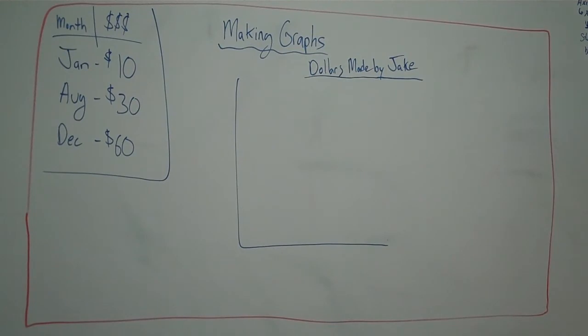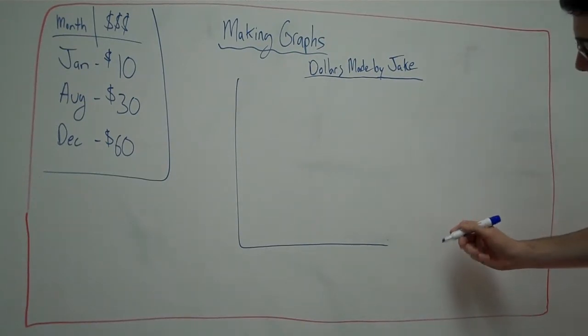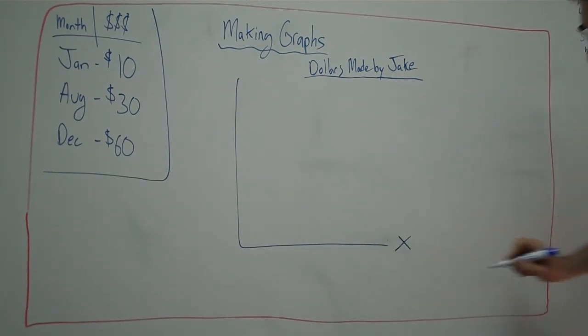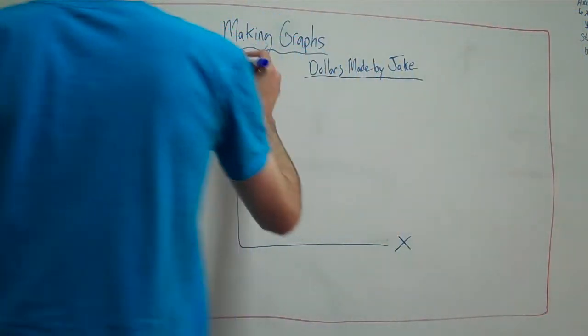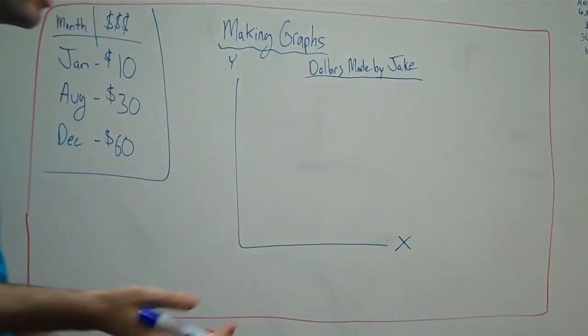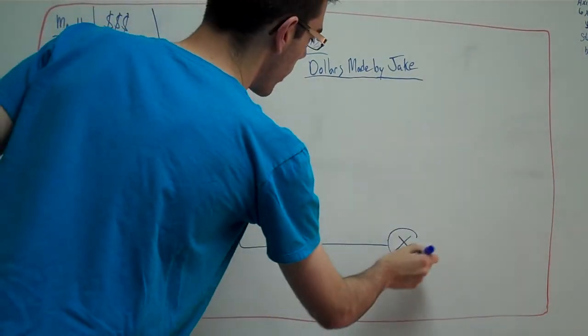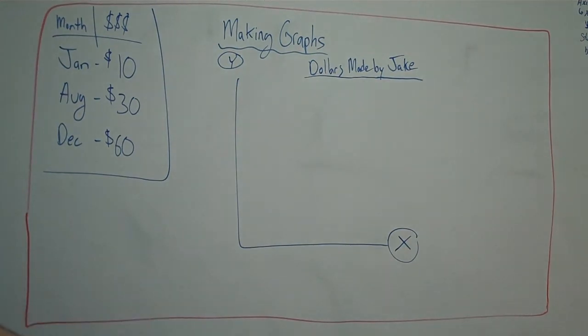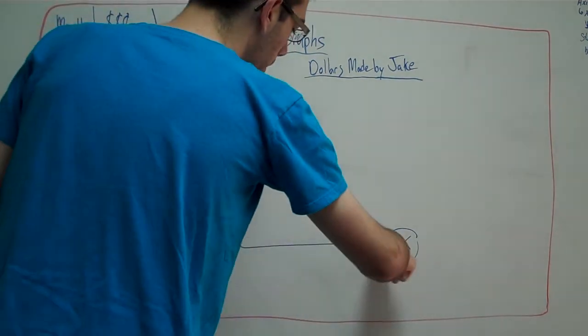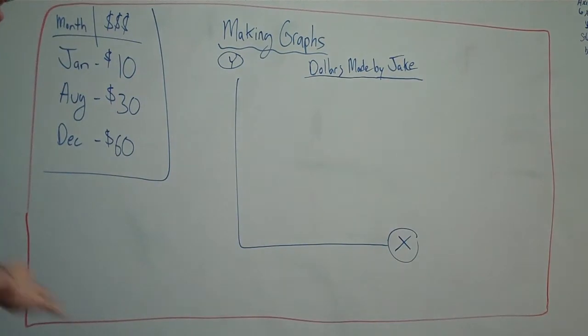Now, graphs have something called axes. Some graphs have some pretty crazy axes, but that's for later stuff in math. This is called the x-axis. This is called the y-axis, like the letter y. This one's called the letter x. That's not so important. What you really need to know is what goes on the bottom is stuff that you can't change.